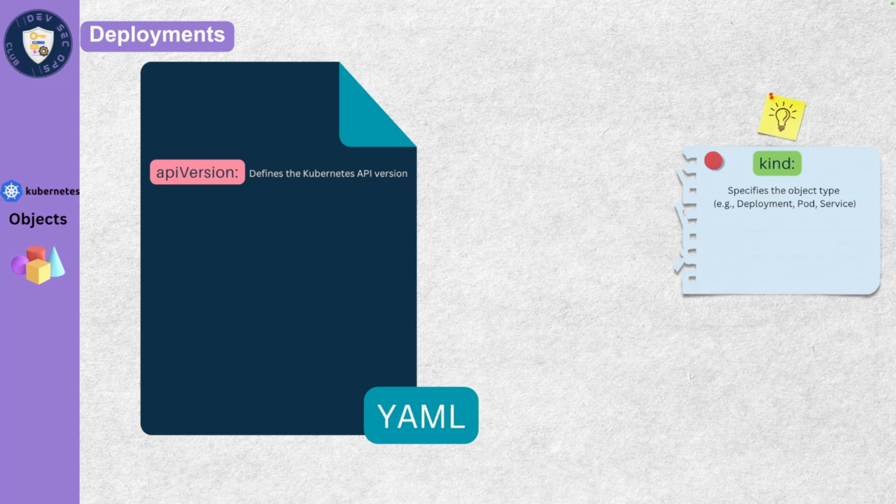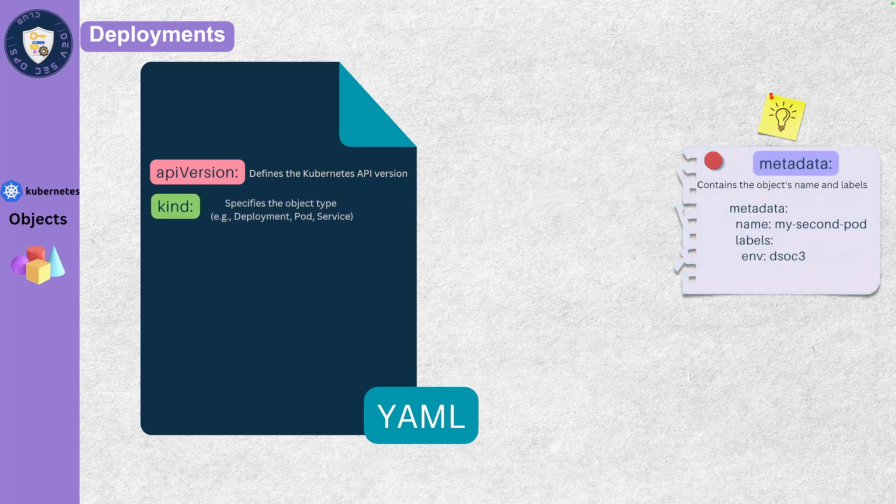The second thing you have to mention is kind. Kind is straightforward: it specifies the object type. Whether you want to create a deployment, a pod, a service, a config map, a stateful set, a daemon set, a job, a cron job, whatever, you have to put it in kind.